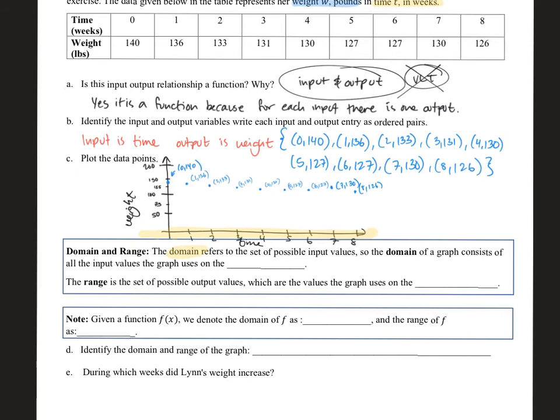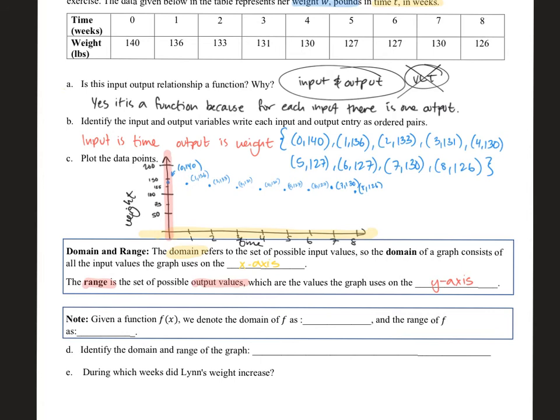So the domain of a graph consists of all the input values the graph uses on the x-axis. The range. Alright, so how do I remember range? Well, range I think of when you go to the shooting range, which is when you're shooting things into the air, which should be upwards. So the range is a set of possible output values, which remember are the y values. So they're on the y-axis. So the domain, things on the ground; the range, things in the air.